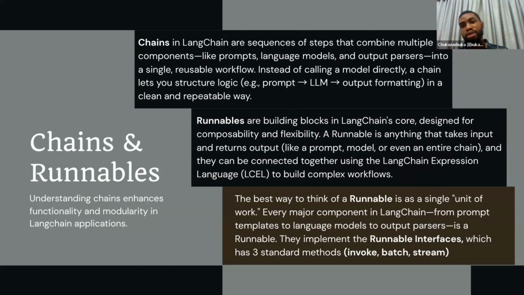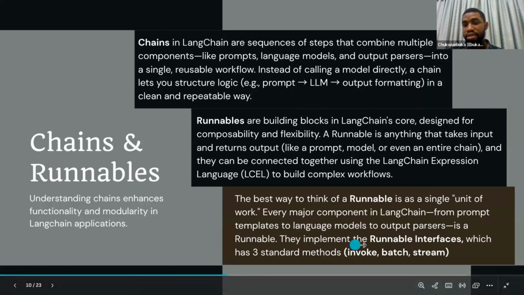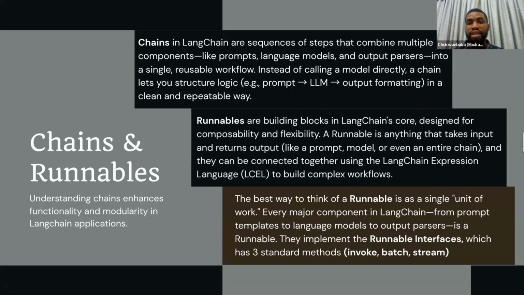And we have runnables. Runnables are the building blocks in Langchain, designed for flexibility and composability. A runnable is anything that takes an input and returns an output in Langchain. Anything at all that takes an input in Langchain and returns an output is a runnable. They are implemented through the runnable interface, and every runnable has 3 standard methods.